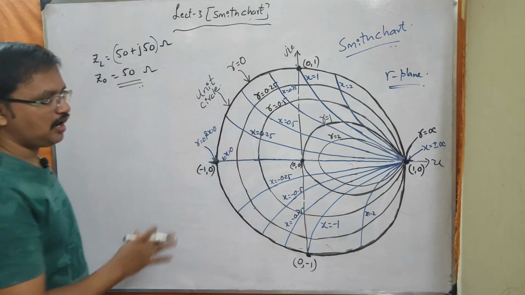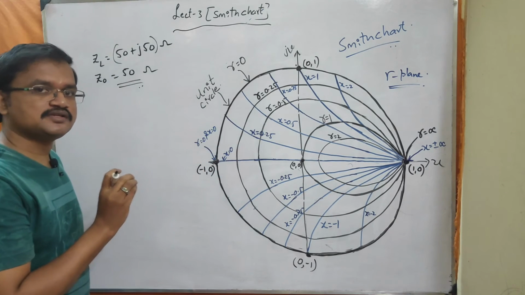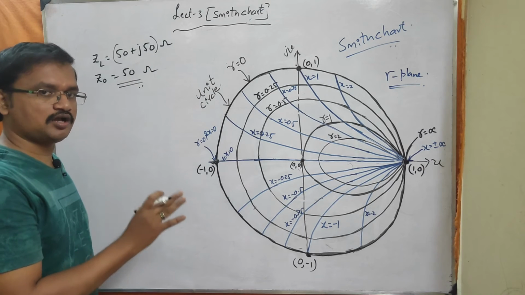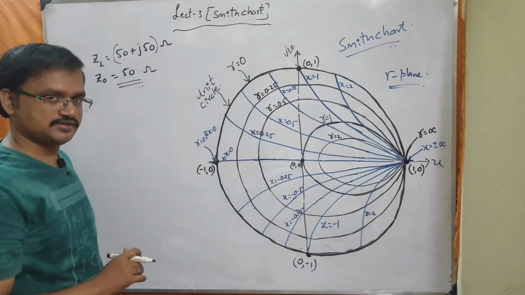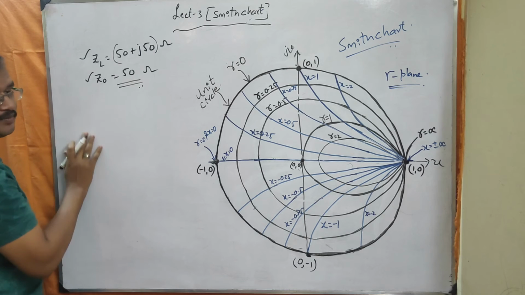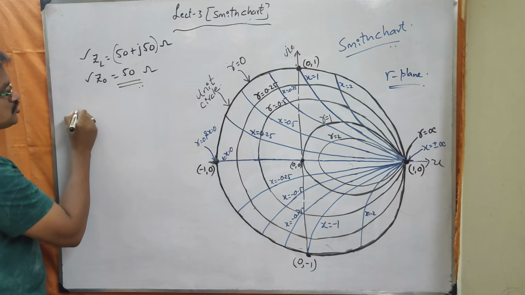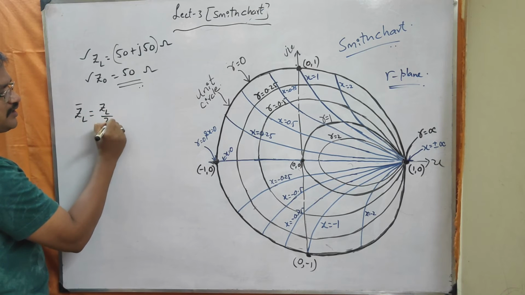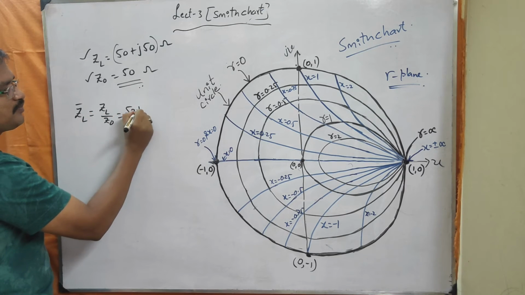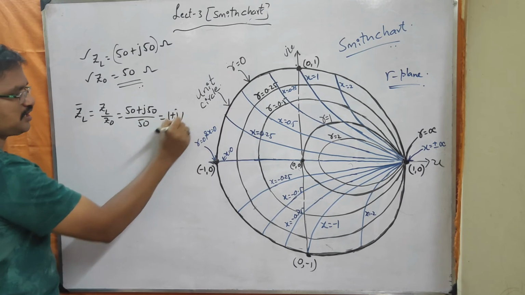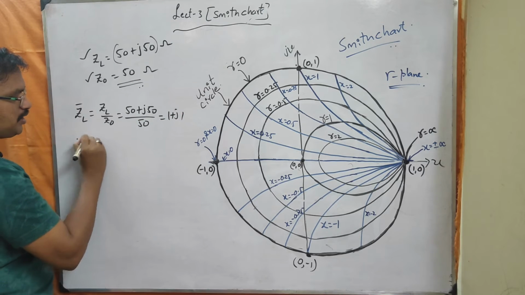Understood? We know that on the Smith chart, the load impedance is nothing but what? Normalized load impedance. Yes or no? We are going to deal with only normalized impedances on the Smith chart. So they have given ZL and they have given Z0, so you have to determine what? Normalized load impedance. So what is the normalized load impedance here? ZL bar is equal to ZL by Z0. So that is equal to 50 plus j50 divided by 50. You will get 1 plus j1. So therefore ZL bar is equal to 1 plus j1.